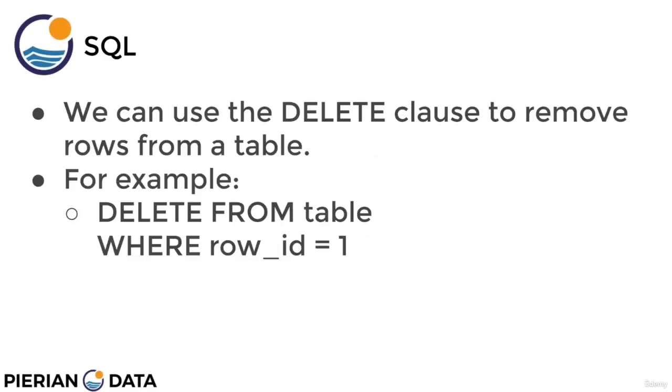Welcome back everyone to this quick lecture on the delete clause. As you may have expected, we can use the delete clause to remove rows from a table. For example, we could say something like delete from, then choose the table name, where, and then some sort of condition, such as column row ID equal to 1. And this would remove the rows that have a row ID of 1.